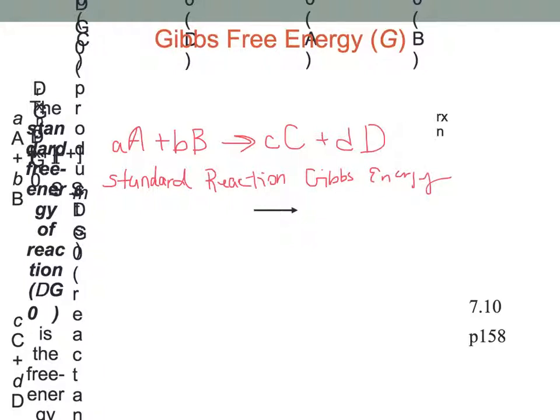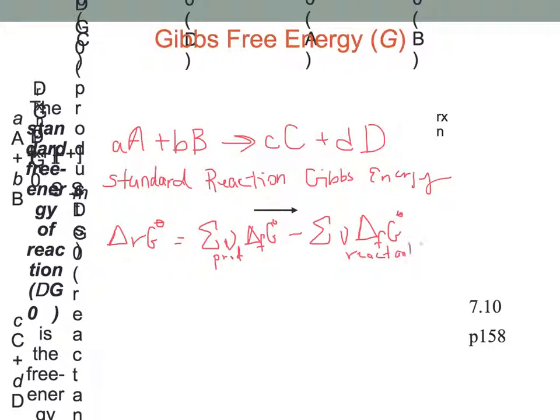Okay. The first way is that the standard reaction Gibbs energy is equal to the sum of the stoichiometric coefficients times the value of the Gibbs energy of formation for the products, minus the value of the Gibbs free energy of formation for the reactants, which basically is the amount of energy that is required for each compound to form from its elements, and that's looked up from a table. So just like all the others, okay?